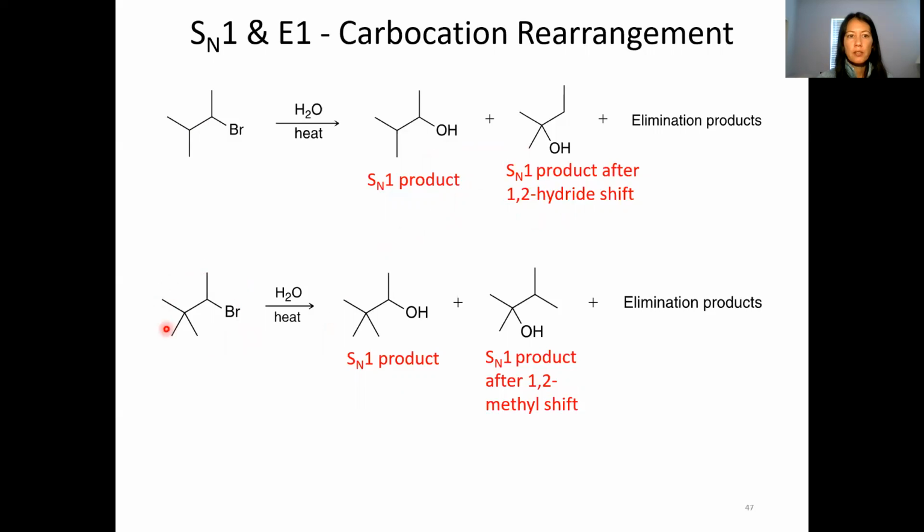If you use this substrate, which is similar, but it's next to a quaternary carbon, what can happen is the bromide leaves, you get a secondary carbocation, and you can do a methyl shift and substitution to give this product. Or you could have reacted directly on that secondary carbocation to give this product, or the elimination products.